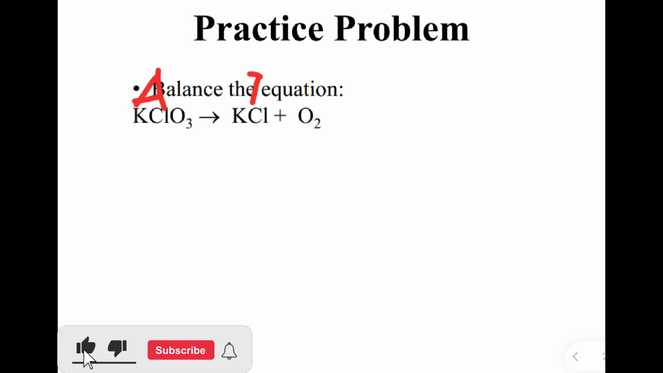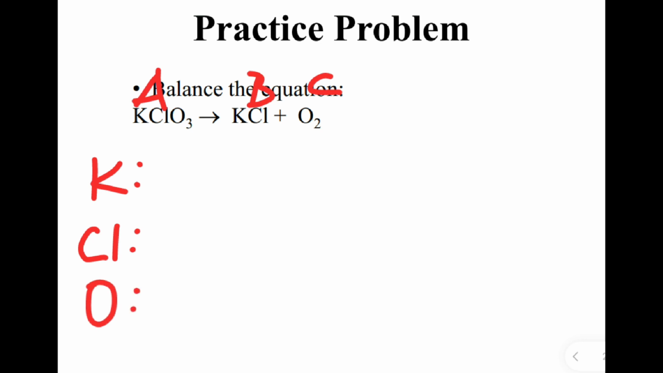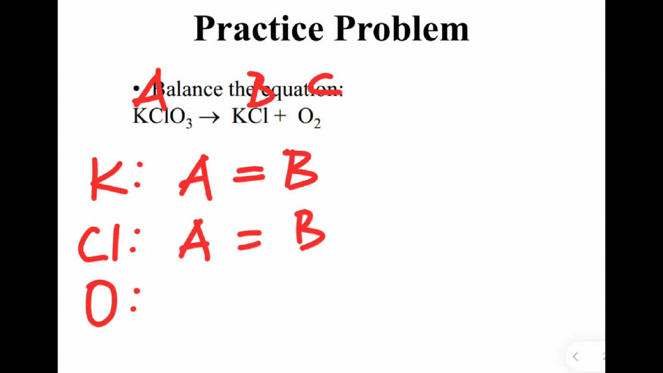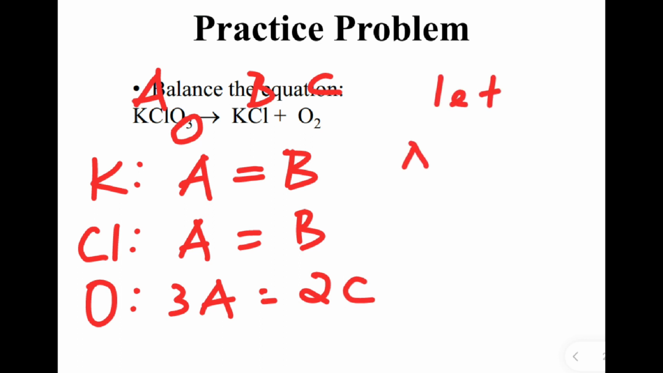Let's call this A, B, C: potassium, chlorine and then oxygen. So how many potassium atoms do I have on the reactant side? A, and on the product side, B. Chlorine on the reactant side A is equal to B. On the reactant side, oxygen atoms 3A is equal to the oxygen atoms on the product side, 2C. So let A be 1.